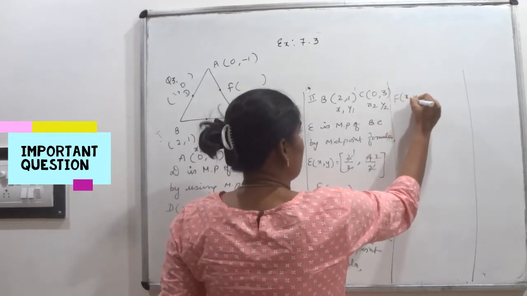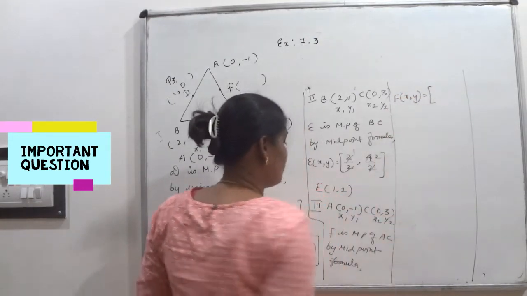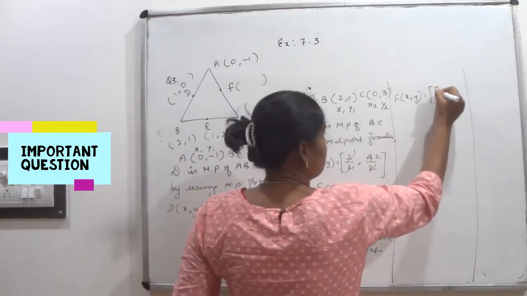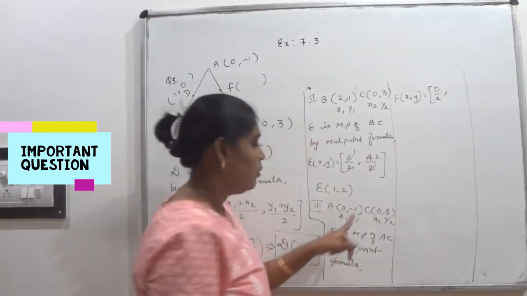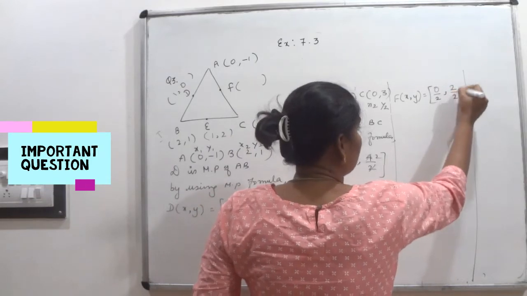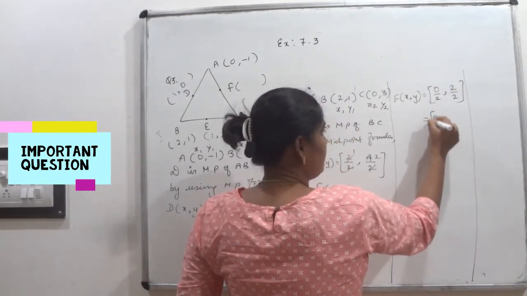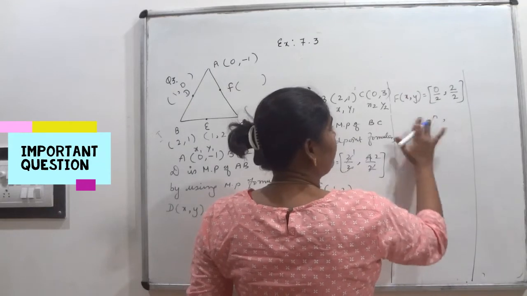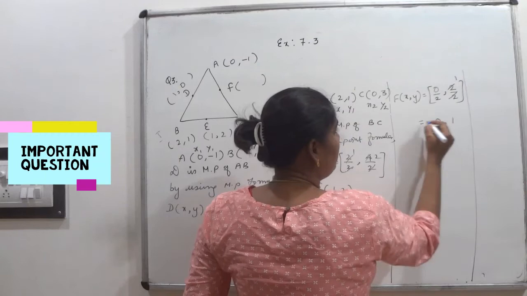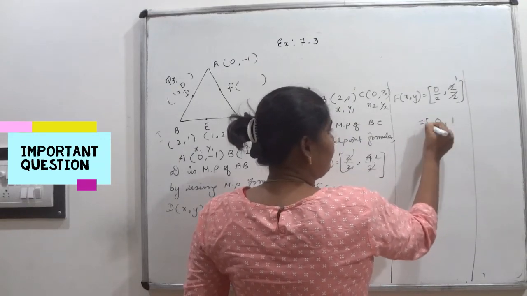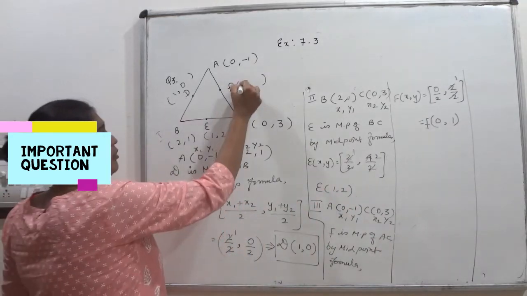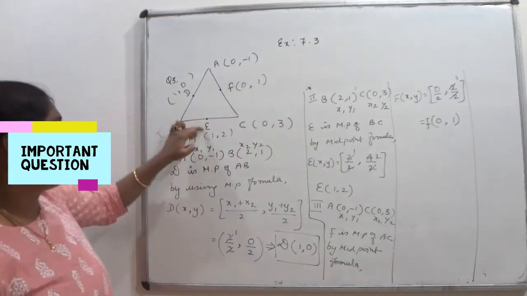F of (x, y) is equal to (x1 plus x2) upon 2. x1 plus x2 is 0 plus 0 upon 2, that is 0 upon 2. y1 plus y2, -1 plus 3, will give you 2 upon 2. So 0 upon 2 is 0 and 2 upon 2 is 1. So F coordinates are (0, 1). So I got the 3 coordinate points, that is D, E and F.